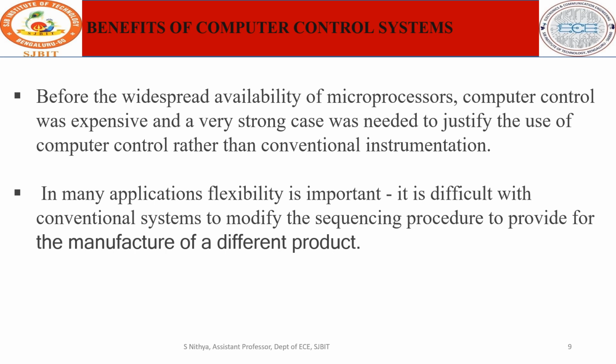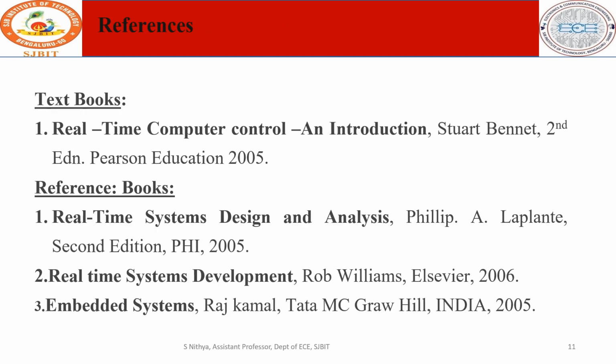When we come to the benefits of computer control systems, what are the benefits? So far we have discussed computer control systems. Before the widespread availability of the microprocessor, computer control was expensive, and a very strong case was needed to justify the use of computer control rather than conventional instrumentation. In many applications flexibility is very important. It is difficult with a conventional system to modify the sequence procedure to provide for the manufacture of a different product. So these are the benefits of computer control systems.